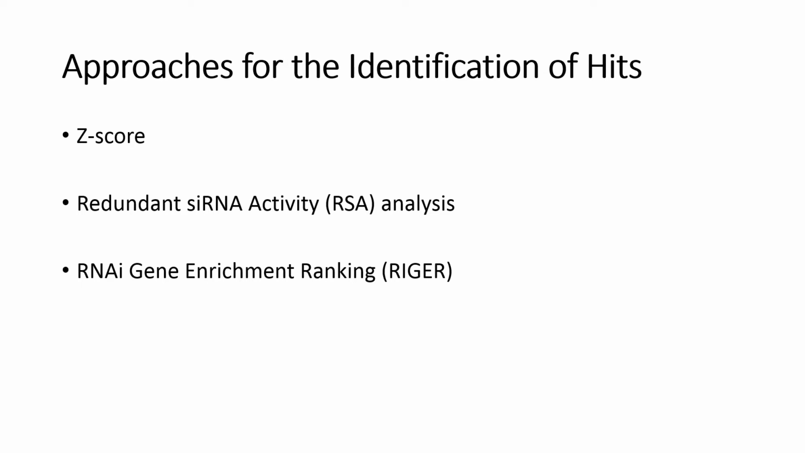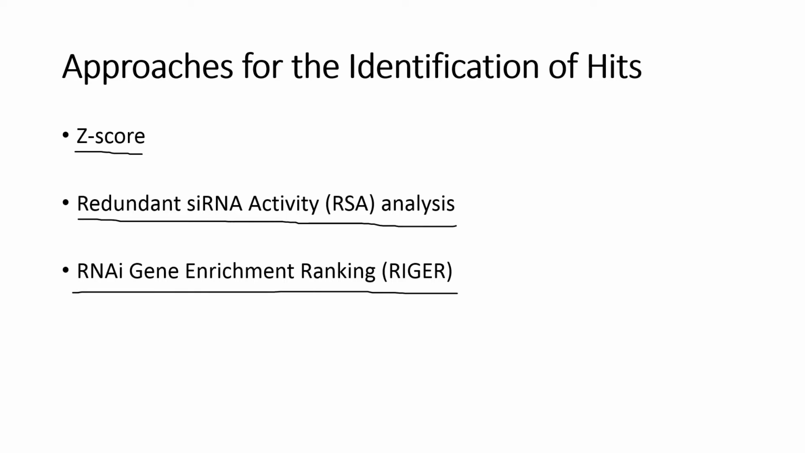As mentioned in the previous exercise, there are many methods that you can use to identify the hits from any of the RNAi library screening. That include, for example, using the Z-score or using the RSA analysis or using the rigor analysis. In this exercise, we are going to show you how you can actually use the RSA analysis to identify the hits from the RNAi library screen.